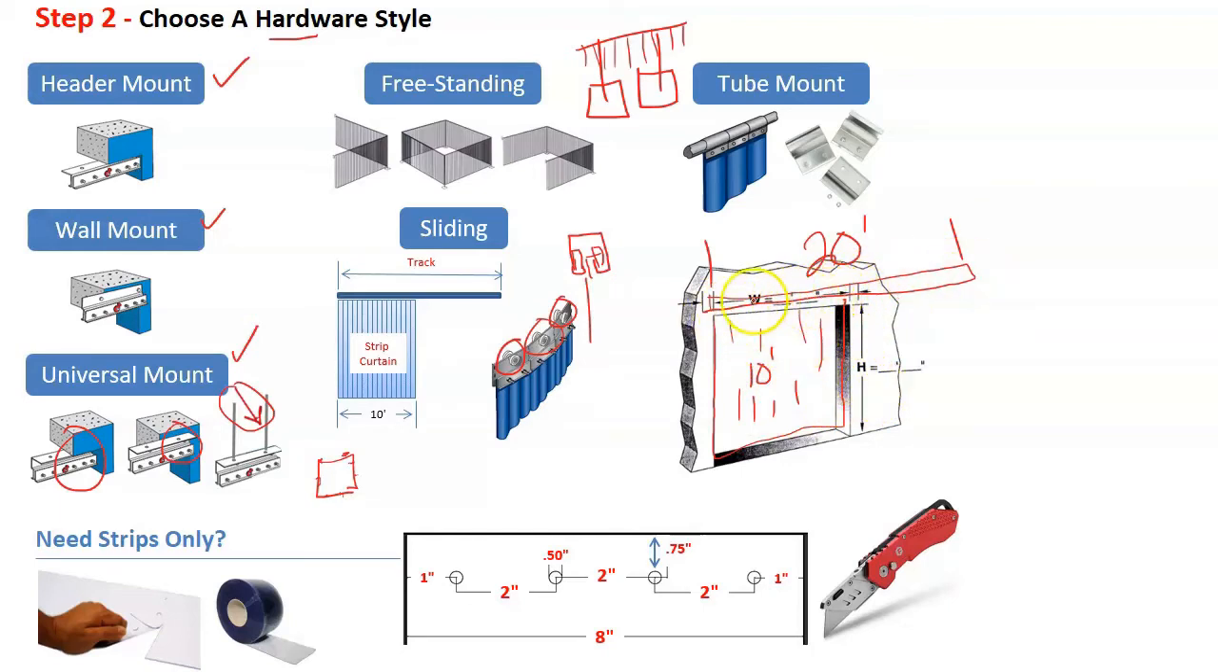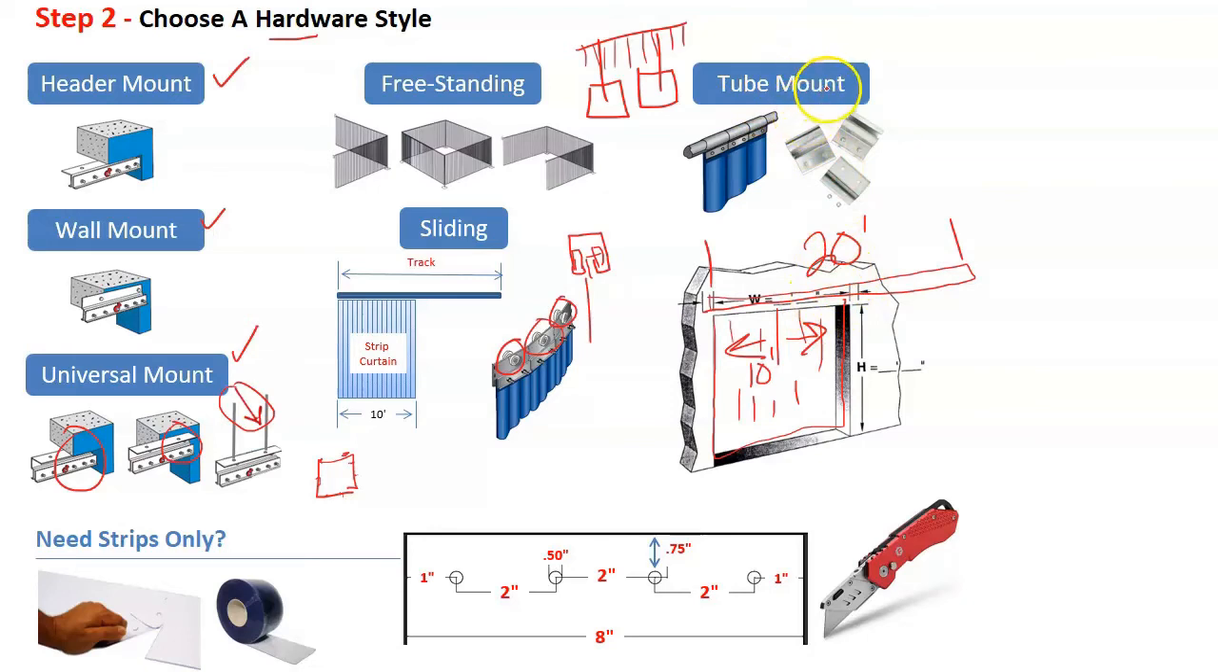Now you can split the difference. You can go 5 feet this way, 5 feet this way. So the split door rolls part that way and part this way. That's a biparting rolling strip door. But you need the same amount of track.